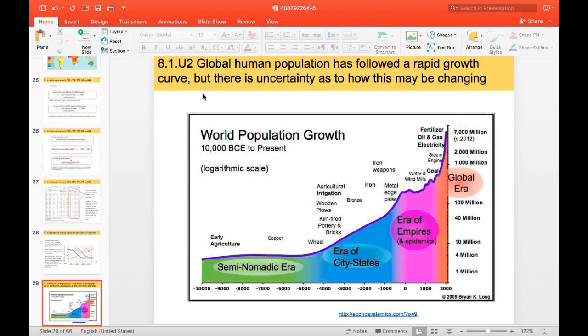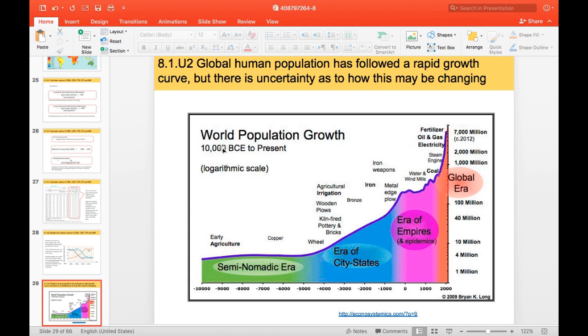Now, global population has followed a rapid growth curve, but there is uncertainty as to how this may be changing. Remember that we are facing now climate change, right? So something is going to happen at some point. Now we're facing diseases for which vaccines are not available, so something is happening.